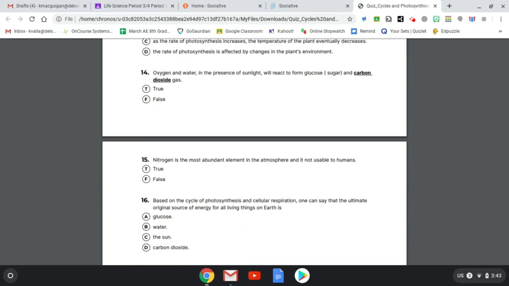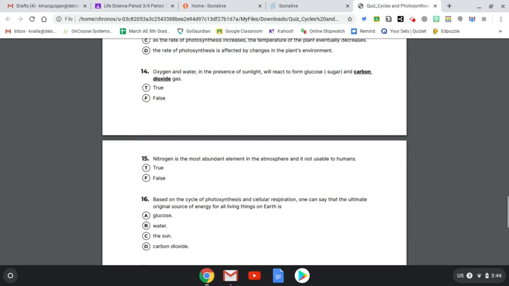Number 14, oxygen and water in the presence of sunlight will react to form glucose and carbon dioxide gas. Is that true or false? You need to know your photosynthesis equation. Number 15, nitrogen is the most abundant element in the atmosphere and it is not usable to humans. True or false?